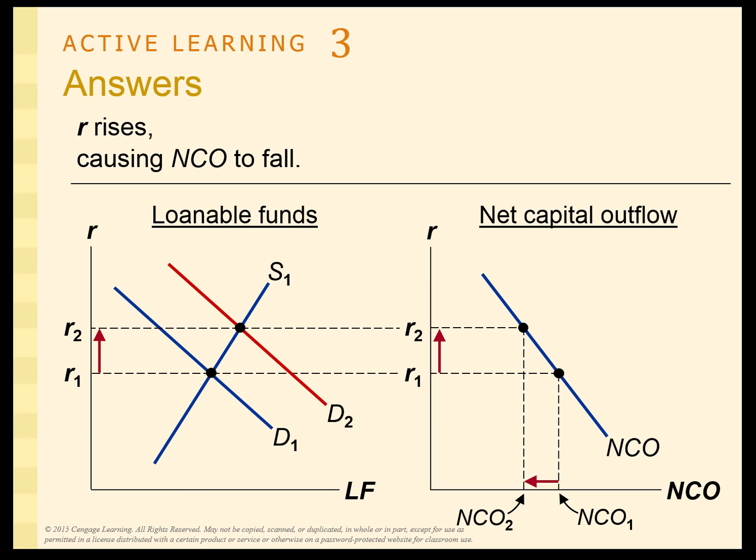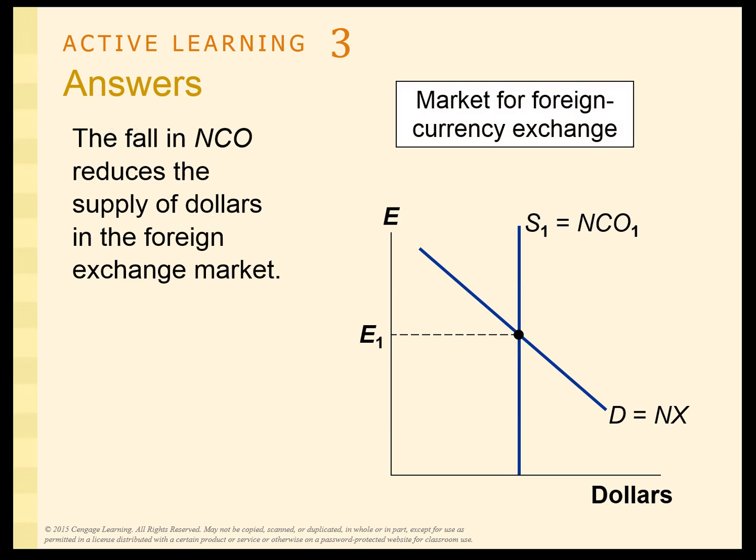And what will that do to net capital outflow? That will make it decrease. Why? Because the interest rate in America is better. So people are putting their money into America to invest. Money's not leaving. So that means net capital outflow is going down.